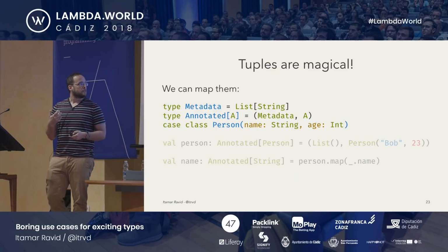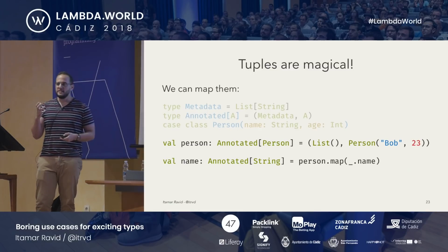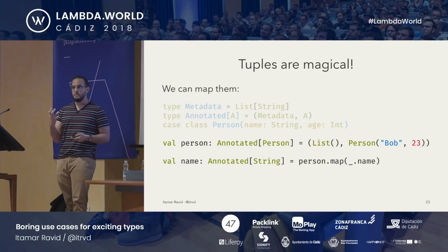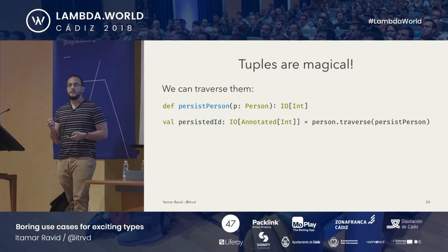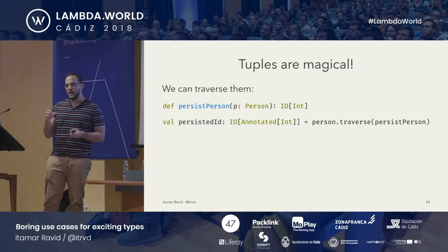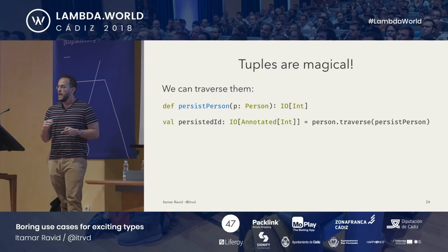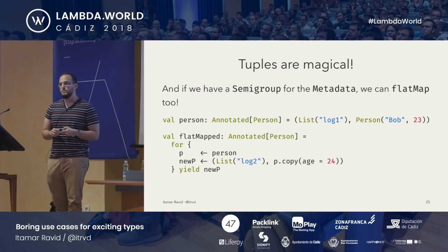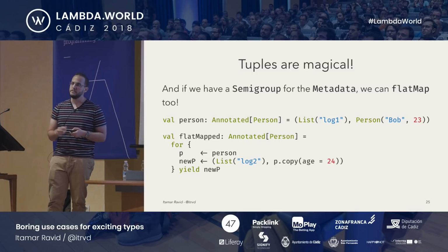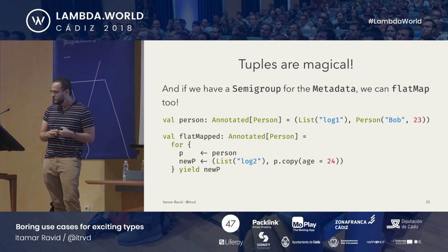And given this sort of person, if we have an annotated person, we can apply a function to the person using map, because tuples have a functor instance. And we can also even traverse tuples by applying an effectful function to the right-hand side of the tuple and pushing the annotation inside the effect. And if we have a semigroup for the metadata, we can even flatMap computations that return tuples.